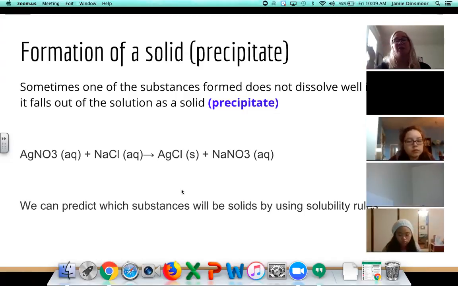So in more advanced chemistry classes, you can actually predict which substance would be a solid by using solubility rules. We're not going to be doing that. So you're not going to be responsible for knowing, oh, well, silver chloride would become a solid. How are we going to know that? We wouldn't, right? So not super important to know those solubility rules yet.